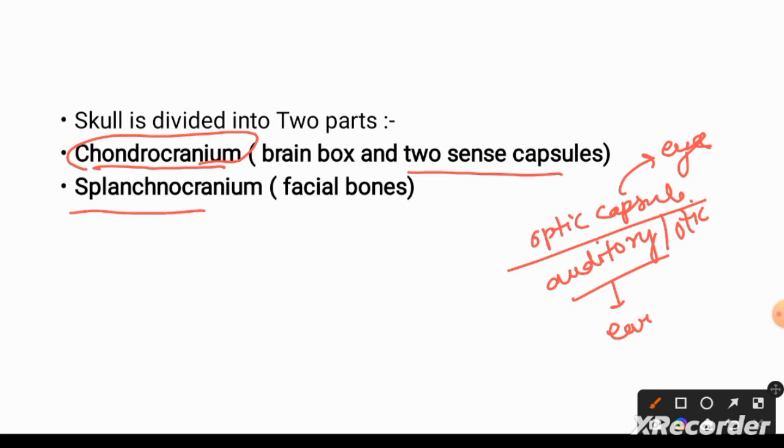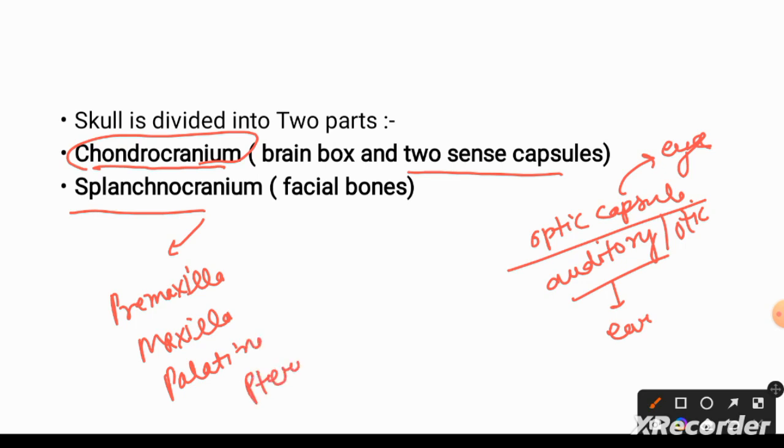Splachnocranium consists of facial bones like premaxilla, maxilla, palatine, pterygoids. So all these bones which we are going to understand in this particular lecture are included within splachnocranium, that are facial bones that form our cheek bones, our jaws, our nasal bones, our forehead bones.